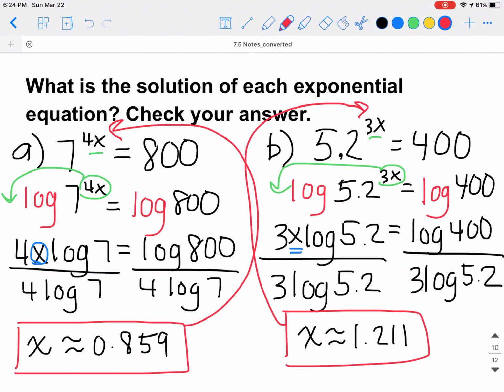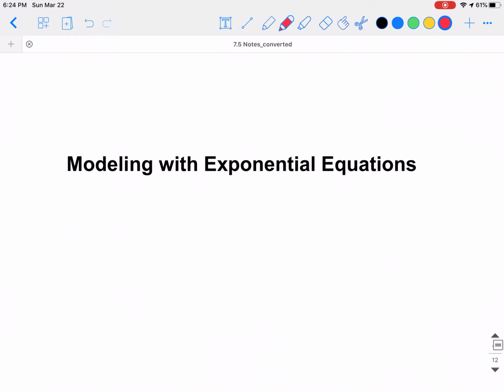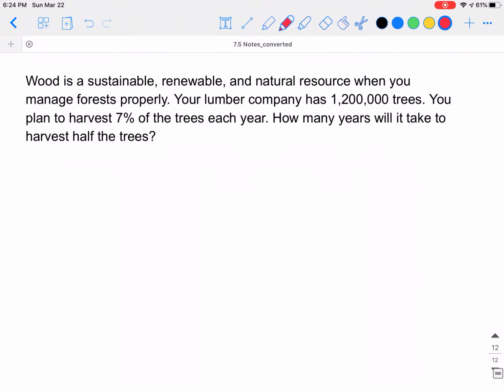So that's just solving with a common base and solving when our bases are different. We're also able to model using exponential equations. And a model with exponential equations, you guessed it, we're doing a word problem. So last slide for today.